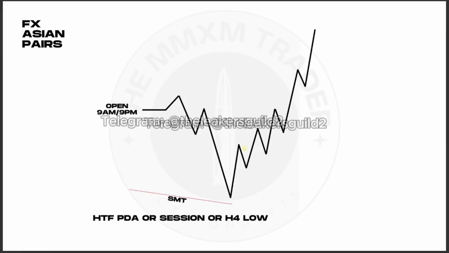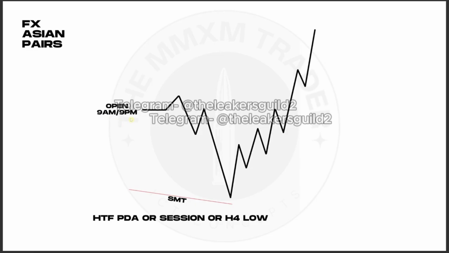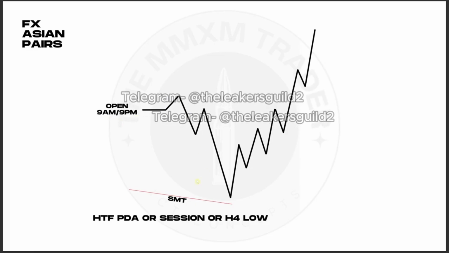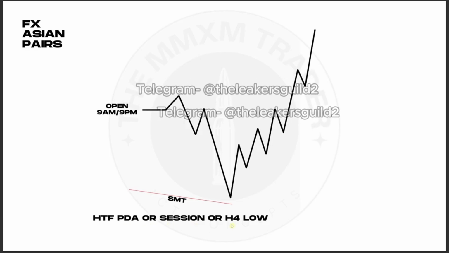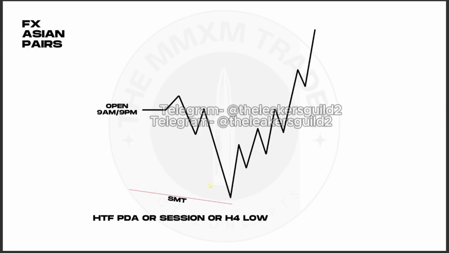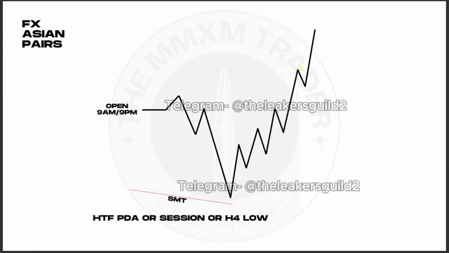And same thing for a bullish example. We want to focus on the 9 a.m. and the 9 p.m. candle, trading down lower in a higher time frame PDRA or a previous session low or a 4-hour candle low, and then that SMT is key for the distribution phase up higher.